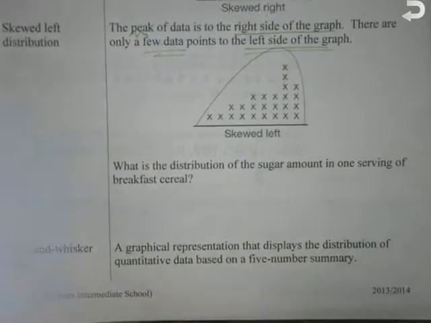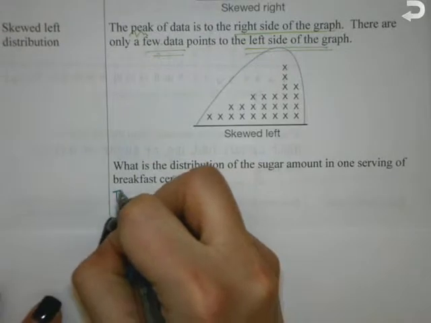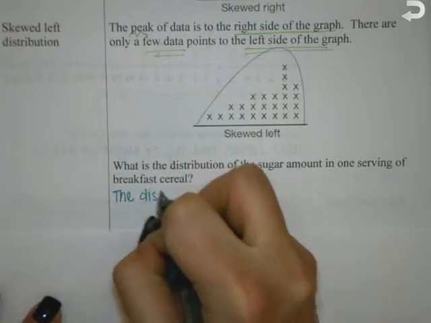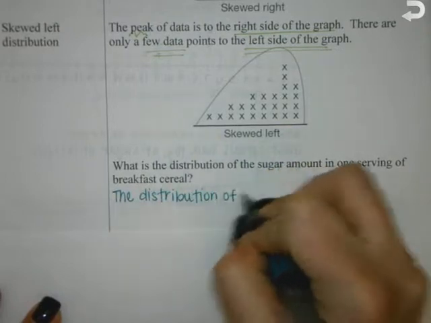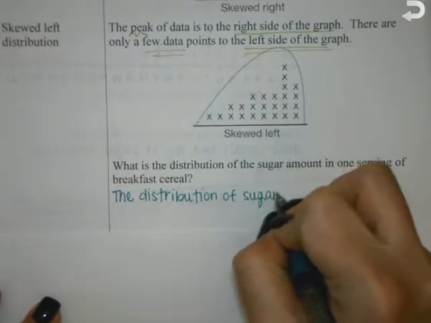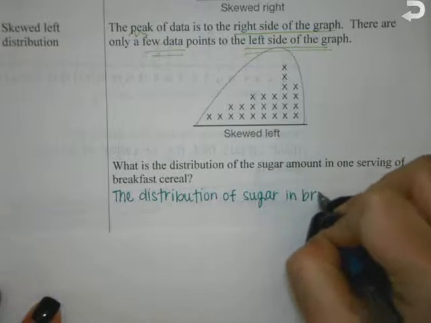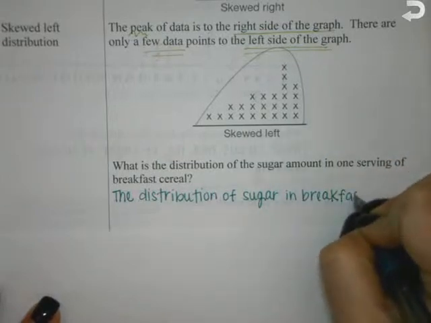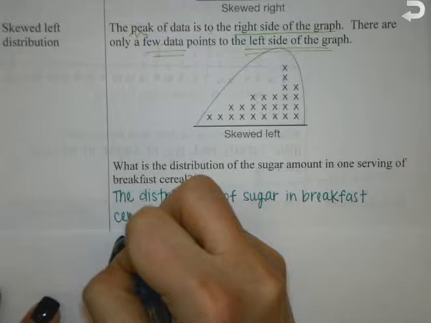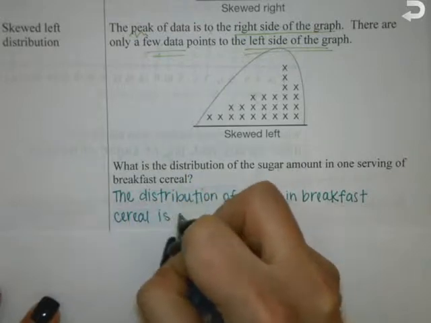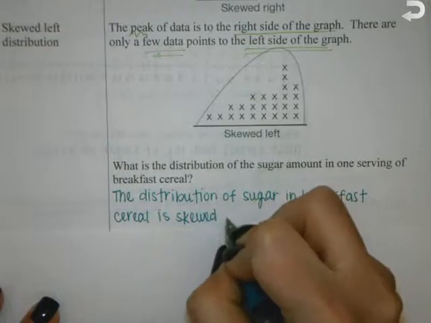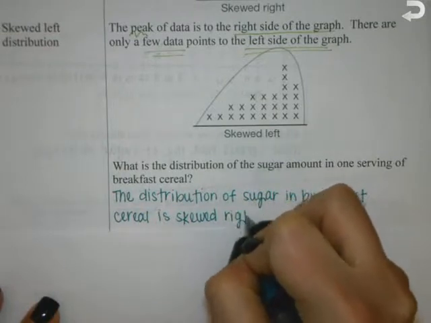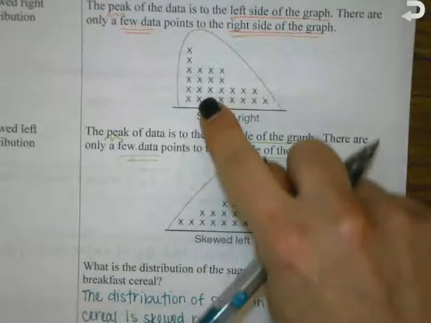So write that down. The distribution of sugar in breakfast cereal is skewed right. Or I'm sorry, skewed left. No, skewed right. I was right the first time. It's skewed right because most of the data is on the left side. So remember, skew means that there's less on that side.